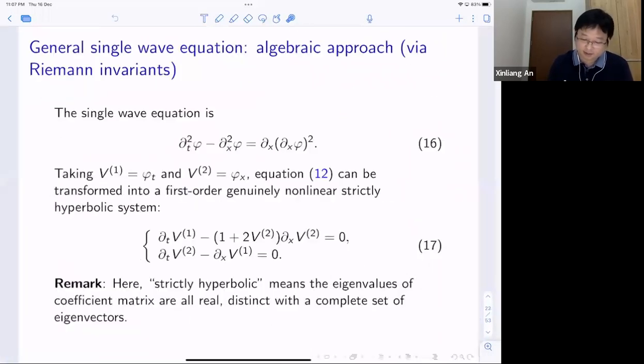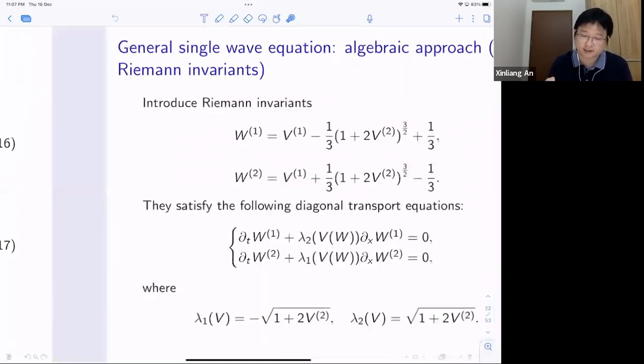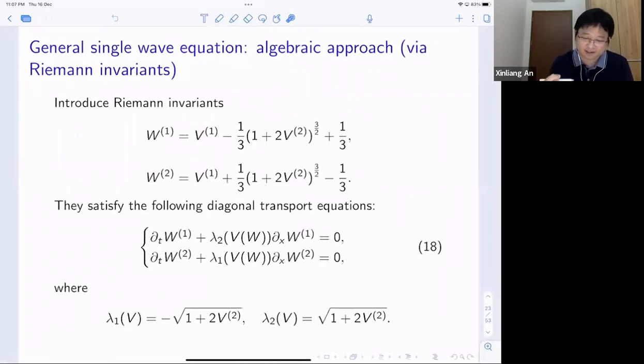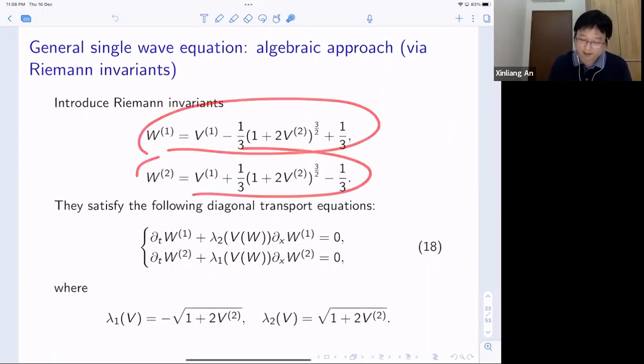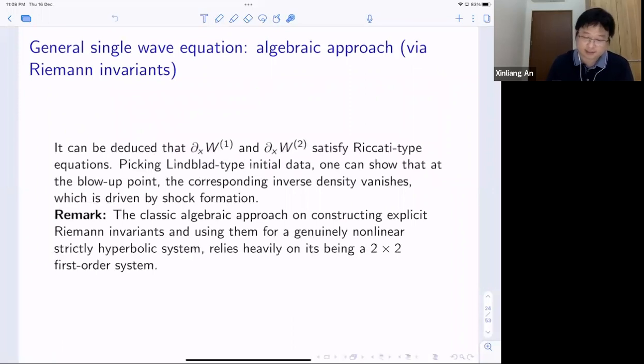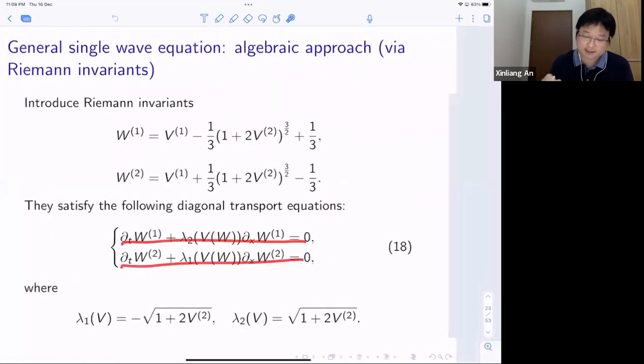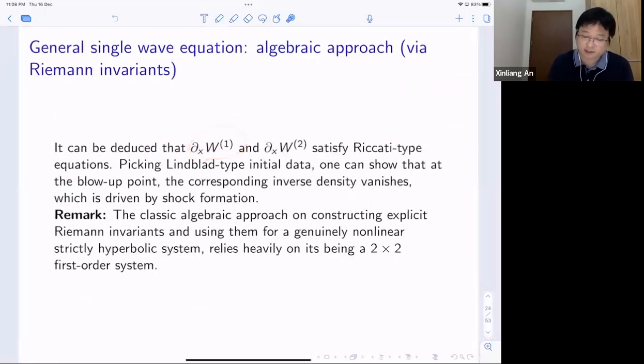Given a strictly hyperbolic system, which is 2x2, people believe that we can always construct the suitable Riemann invariants, namely W1 and W2. Together W1 and W2 give the following diagonal transport equations. Because this is only a transport equation for W1 and a transport equation for W2, everything can be analyzed quite nicely. But the price we pay is that this will be a nonlinear form of the wave. Based on equation 18, we can see that the partial derivative of W1 and the partial derivative of W2 both satisfy a Riccati type equation.